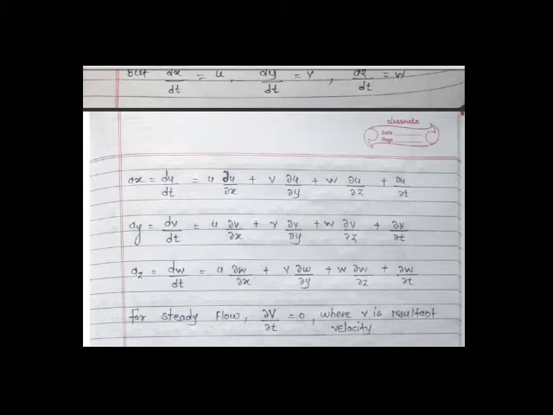The expression ∂u/∂t means the rate of change of velocity with respect to time in the x direction, ∂v/∂t indicates the rate of change of velocity with respect to time in the y direction, and ∂w/∂t indicates the rate of change of velocity in the z direction. Okay, so all these three components indicate the local acceleration.